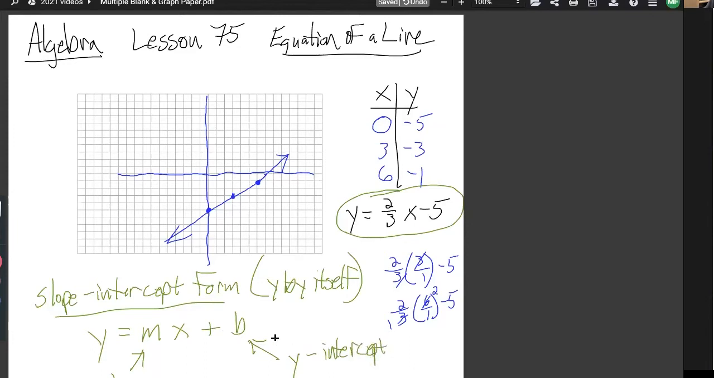The y-axis intercept is exactly what it sounds like. It's where the line crosses the y-axis, okay? So if this is the y-axis and this is the x-axis, it crosses right there. So that's the y-axis intercept in this particular line. The slope is basically rise over run. That's how you measure the steepness of something.